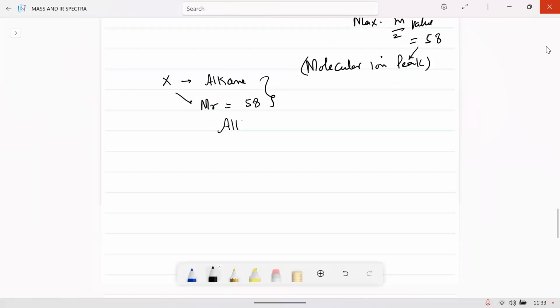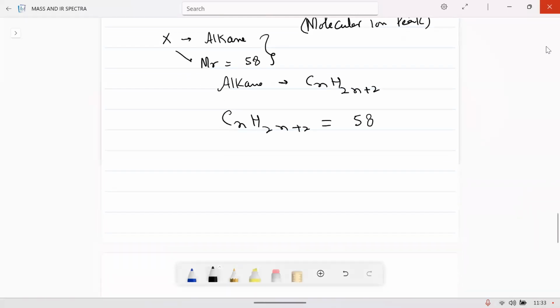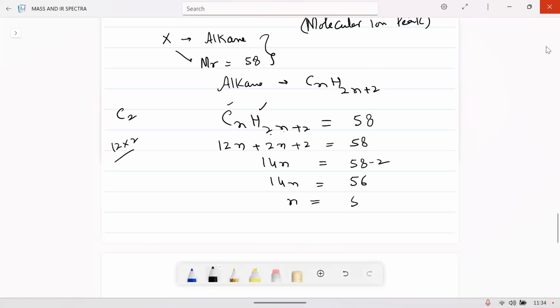Now we know the general formula for alkane is CnH2n plus 2. So you will take the molecular mass of this and it should be equal to 58. Like for example, if it was C2, then you would have done 12 plus 2 to get the mass. Carbon mass is 12, so it is 12n. Each hydrogen is 1, so it will be 2n plus 2. That should be equal to 58. So 14n is equal to 58 minus 2. So 14n is equal to 56. So n will be equal to 56 over 14.